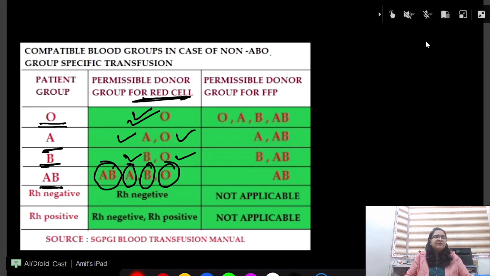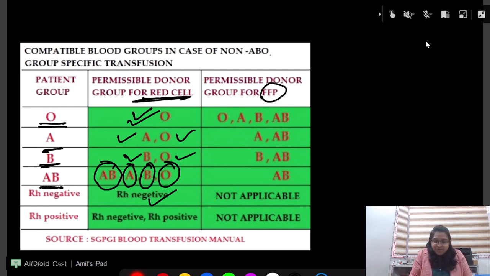For AB blood group, first if AB blood group is available, we give AB. Then next best is A, then next best is B, then next best is O. So O is the universal donor. And of course Rh negative. If an Rh negative person is there, you give Rh negative. If an Rh positive person is there, any blood can be given. So O negative is the universal donor.